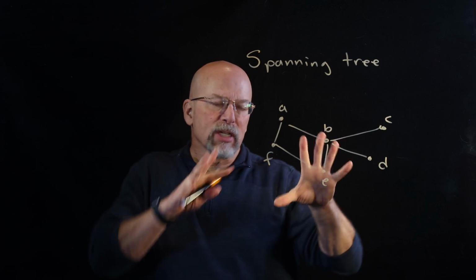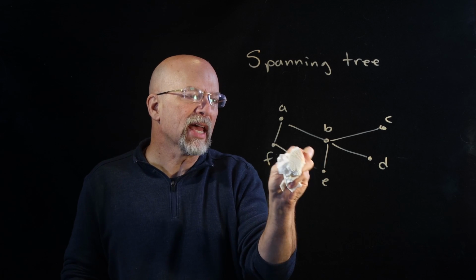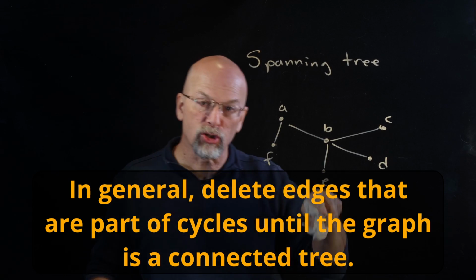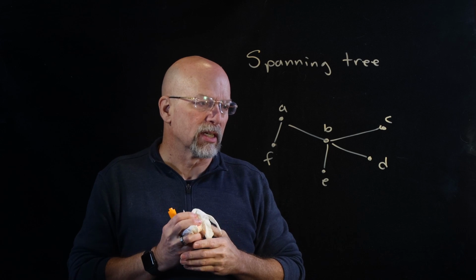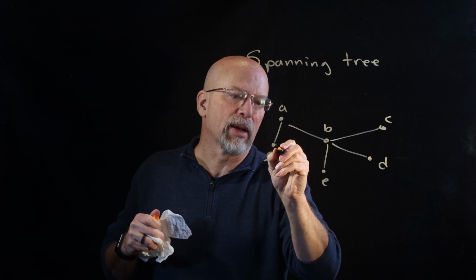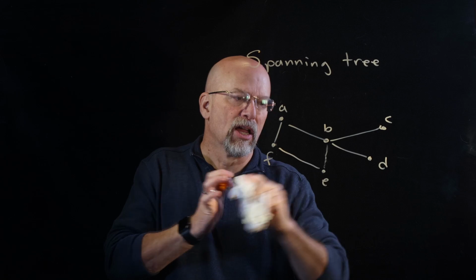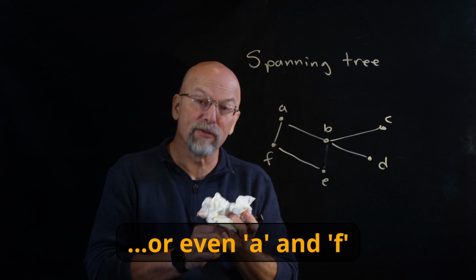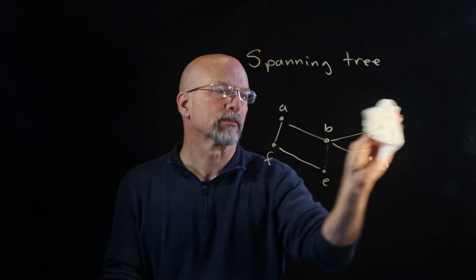The spanning tree says we take a graph and we delete one of the edges. We remove one of the edges until it becomes a tree that still connects all of those nodes, all of those vertices. Now notice, I did delete the one between F and E, but I could have just as easily deleted the connection between B and E, or I could have deleted the connection between A and B. So there are a number of spanning trees that could have resulted from this particular graph.